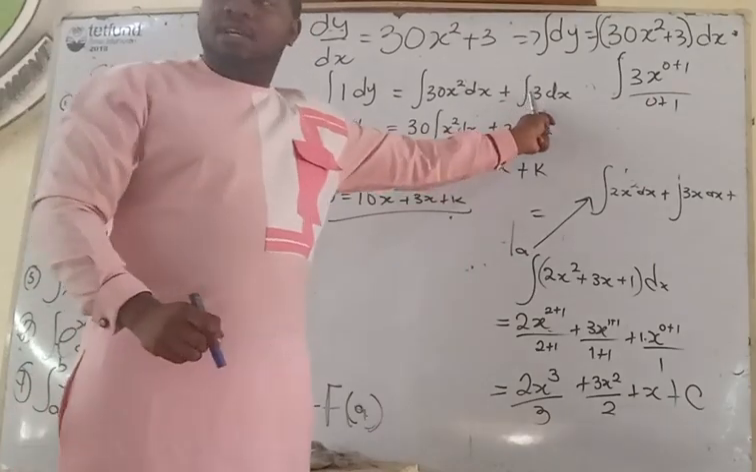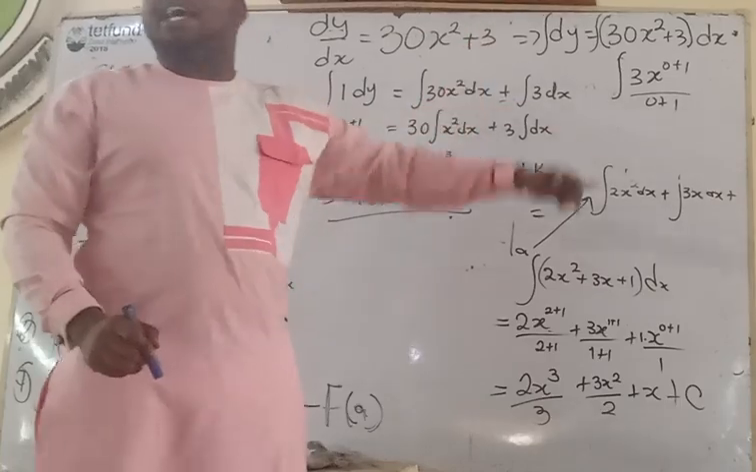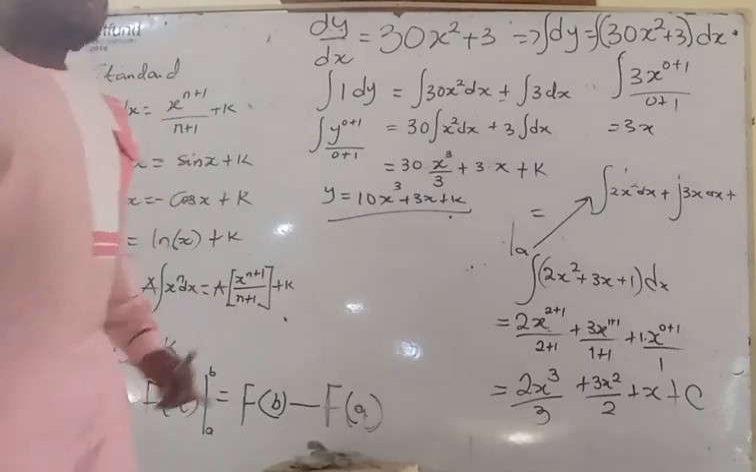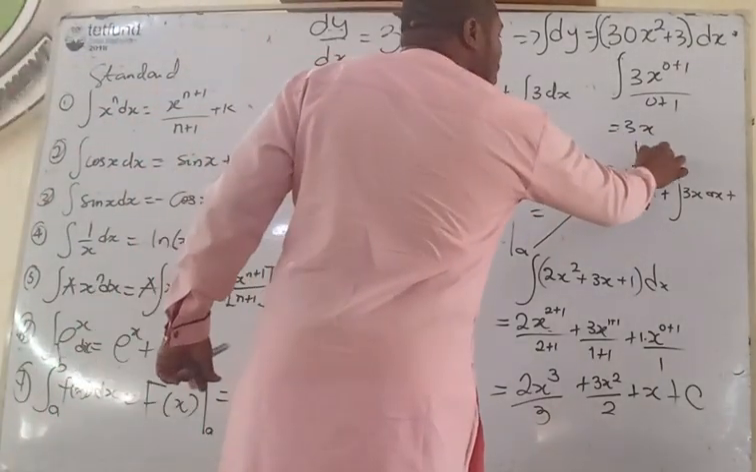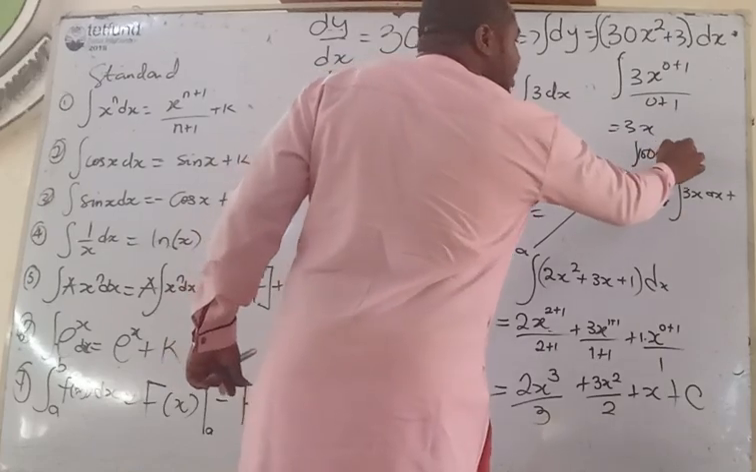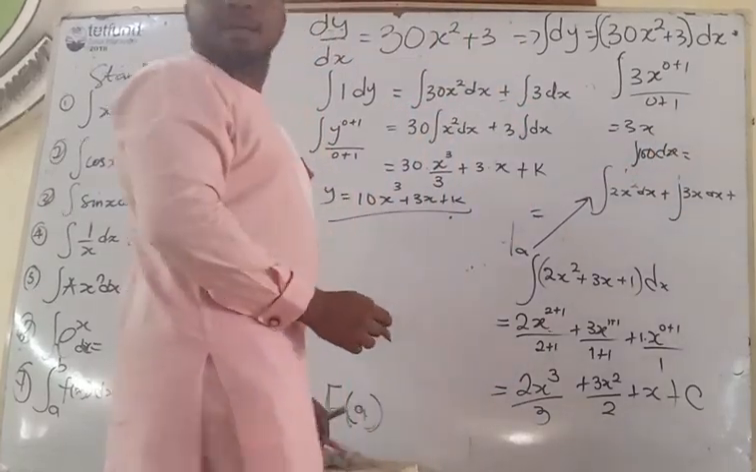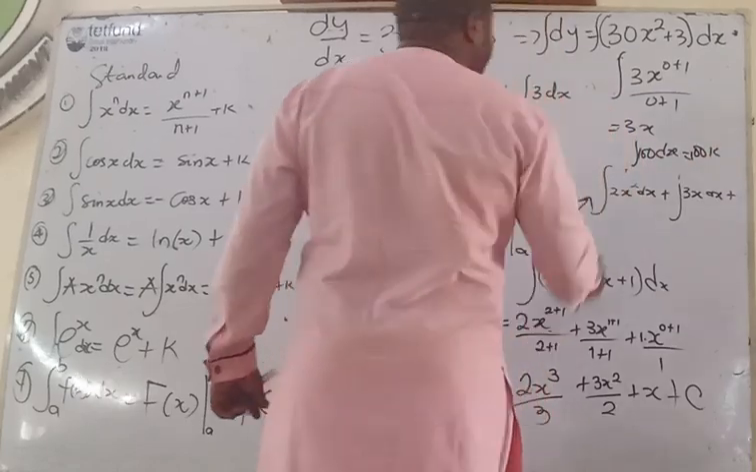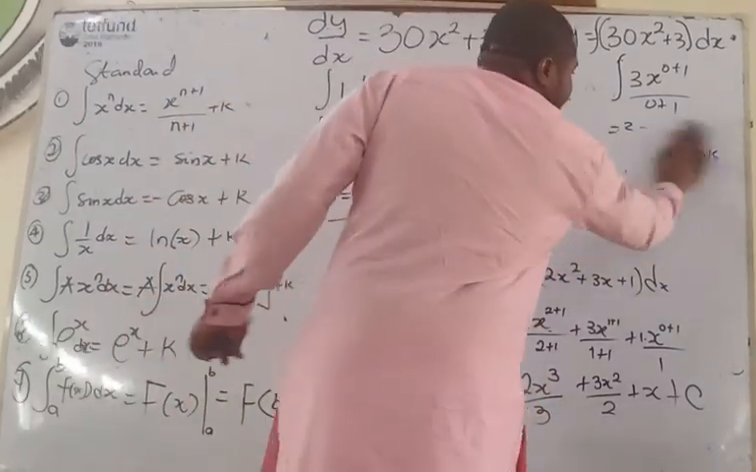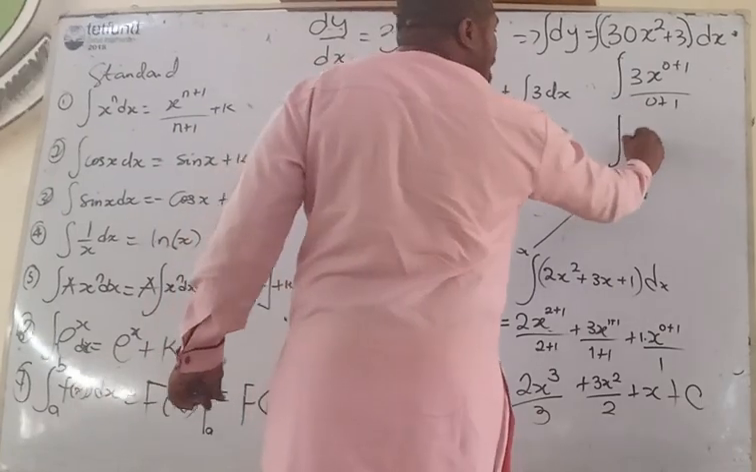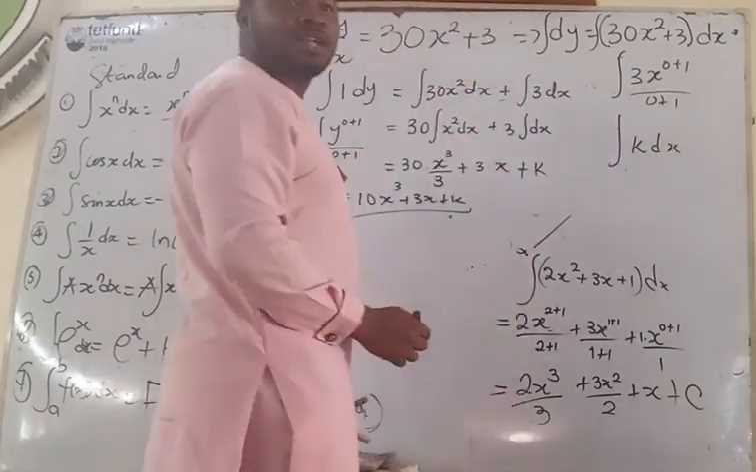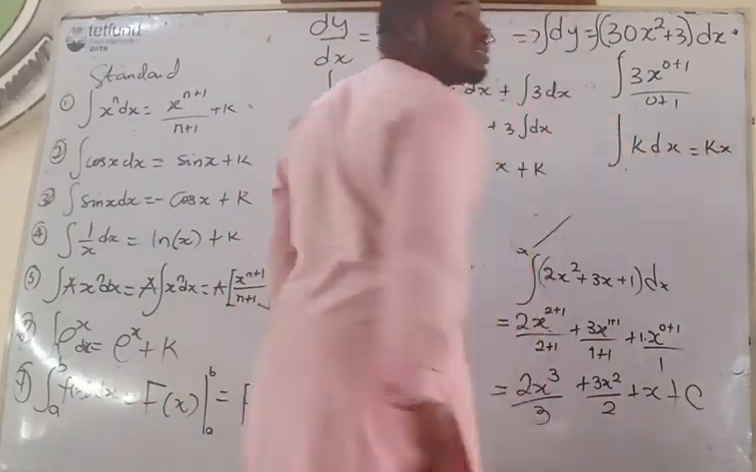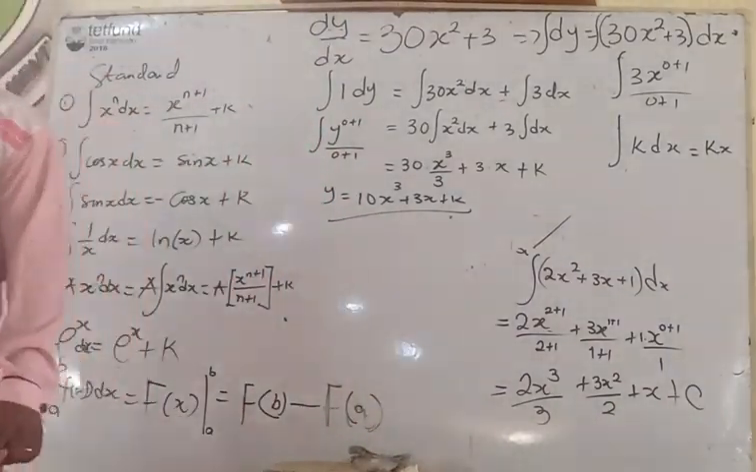It's a constant. When you are integrating a constant, just add x to it. Your answer is going to be what? 3x. So the integral of 100 dx is going to be what? 100x. In fact, if you have the integral of k dx, it's going to be what? Yes, simple. It's going to be kx. Fantastic. Are we together?